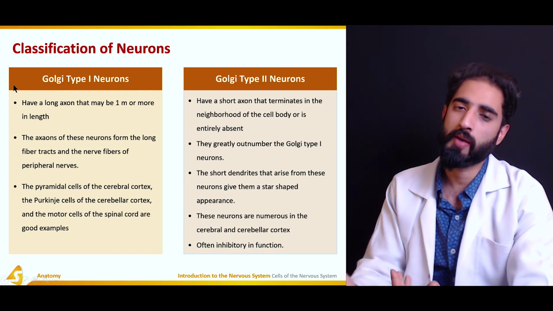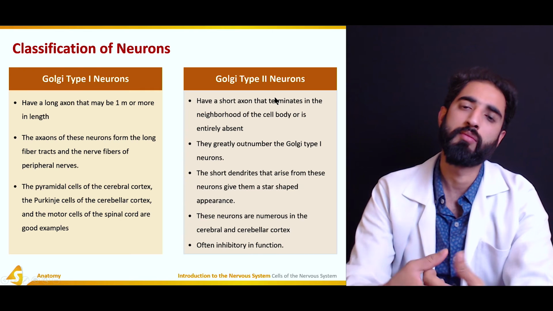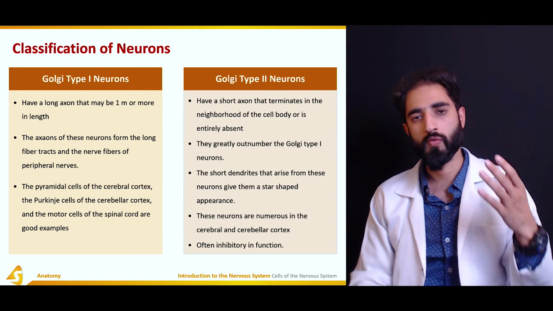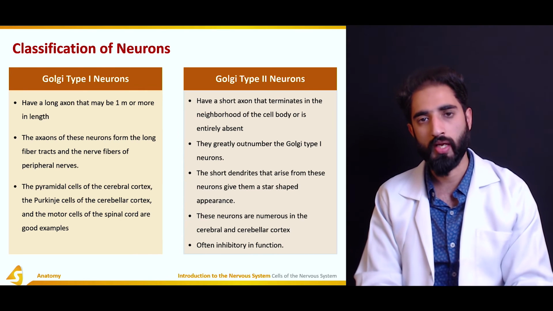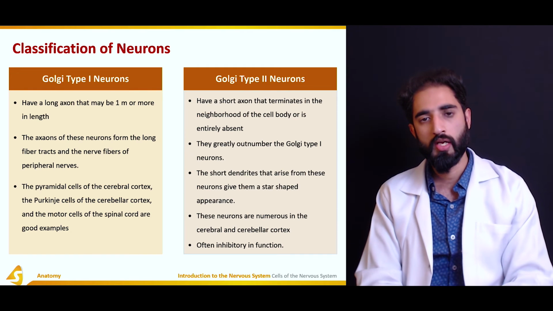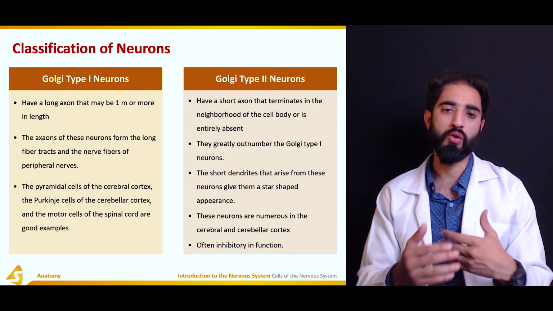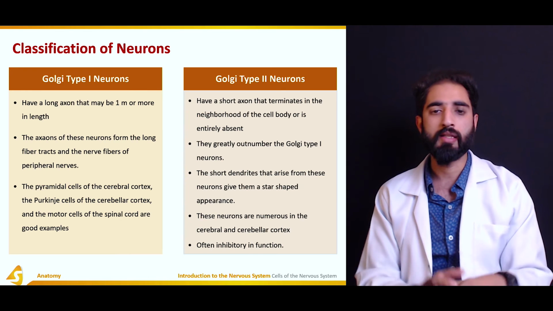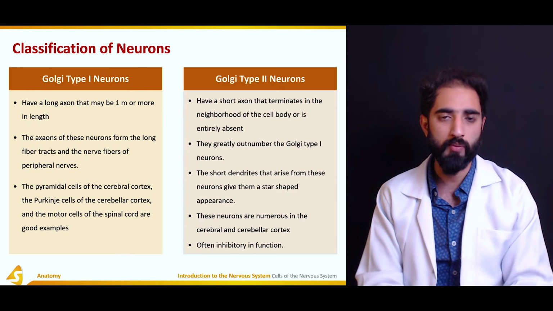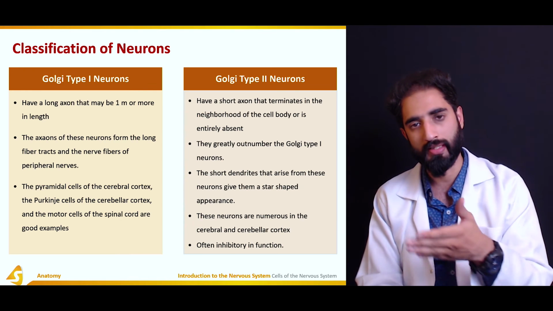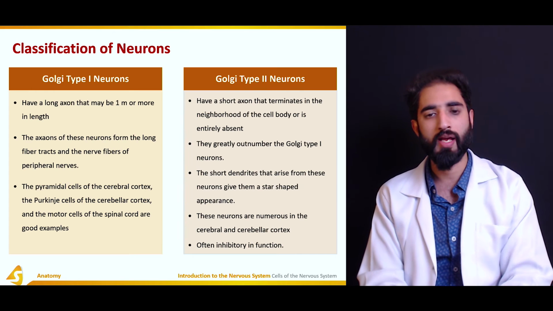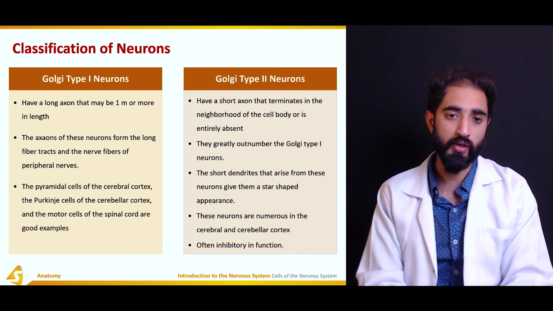On the other hand, another type of classification classifies the neurons into two different types of neurons, which is the Golgi type 1 neuron as well as the Golgi type 2 neuron. So Golgi type 1 neurons have long axons that may be 1 meter or even more in length, and the axons of these neurons form the long fiber tracts, both the ascending tracts and the descending tracts of the spinal cord, as well as the nerve fibers of the peripheral nerves.